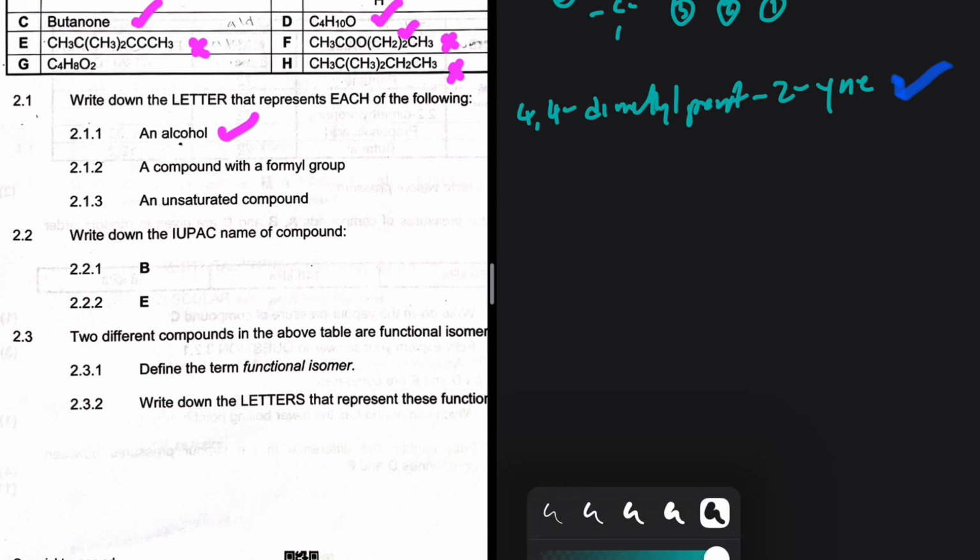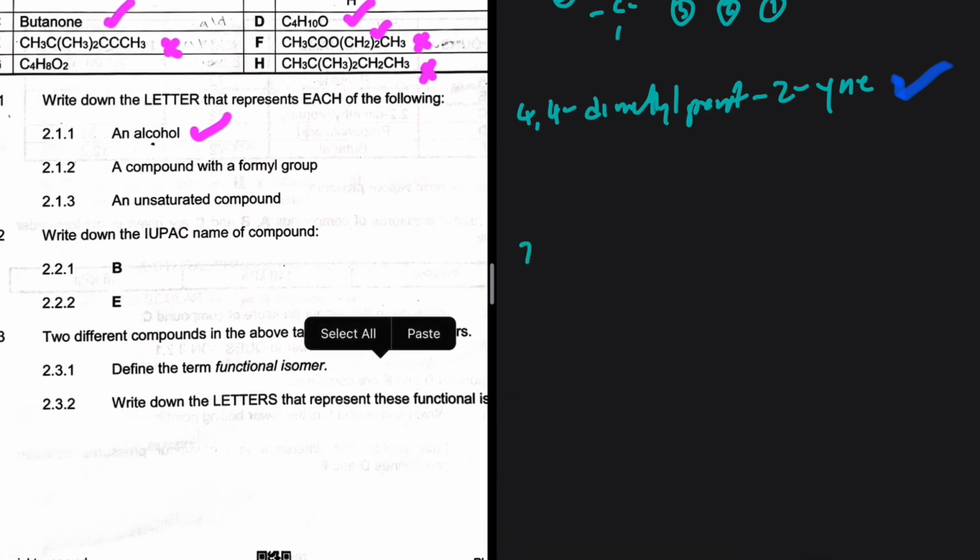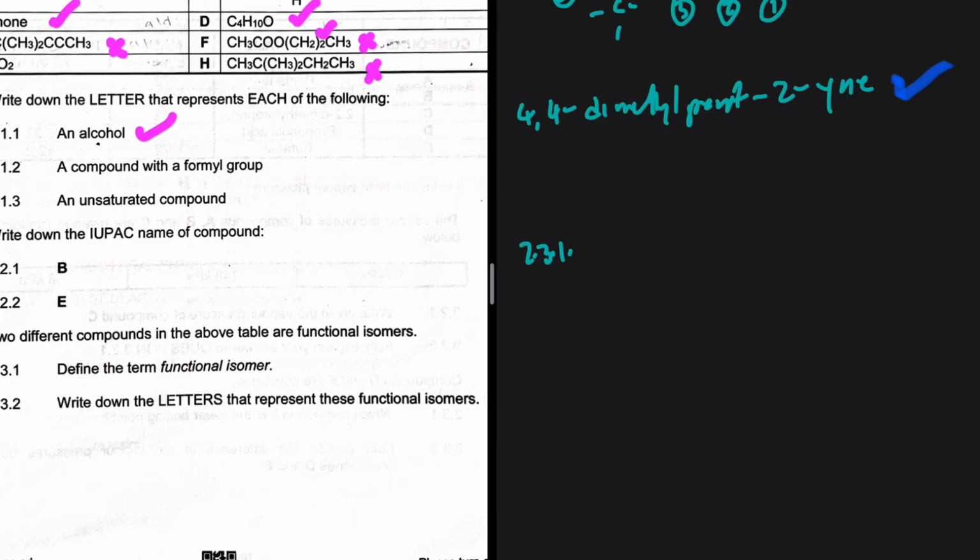Let's go to 2.3. So in 2.3, we're supposed to define the term functional isomer, right? So organic compounds with the same molecular formula but a different functional group. And then 2.3.2, write down the letters that represent these functional isomers. So in our curriculum, we only have two pairs of functional isomers. We have ketone, aldehyde, right? And then we have carboxylic acids and esters, right? These are the two pairs that can work as functional isomers.